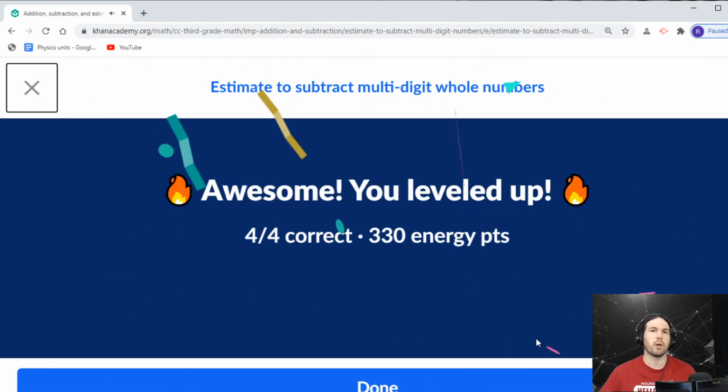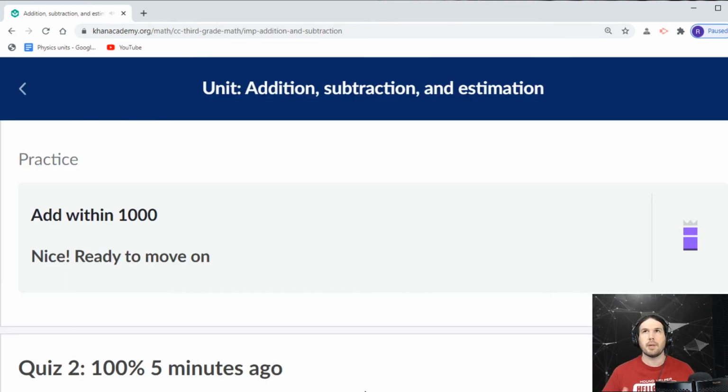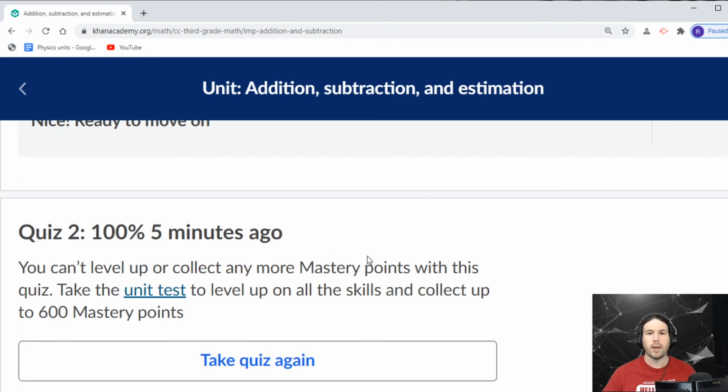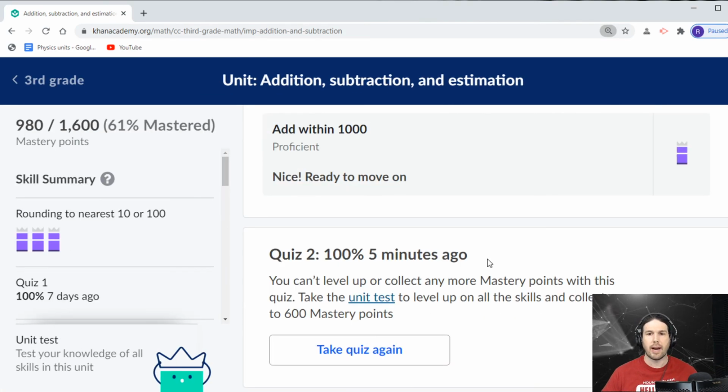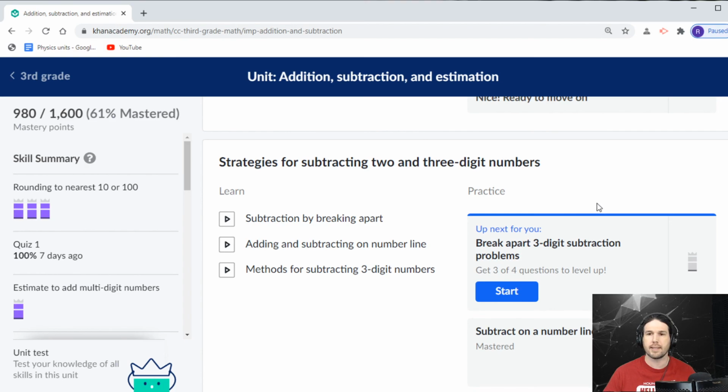Estimation is a very important skill, and it needs to be practiced just like any other skill. It's not always necessary to add and subtract every single tiny little digit.